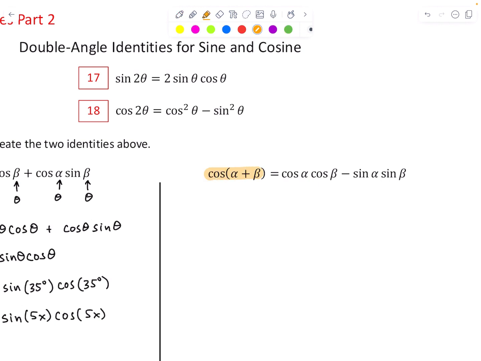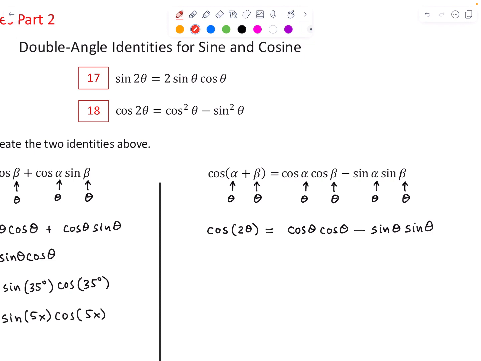The cosine of the sum of two angles, alpha plus beta, is cosine of the first times cosine of the second, and then minus sine of the first angle times sine of the second angle. So again, change all of the alphas and betas to theta. And rewrite theta plus theta as 2 theta, and then of course cosine theta times another cosine theta is cosine squared, and sine theta times sine theta is sine squared of theta, giving us cosine of 2 theta. Parentheses aren't really needed, but they do make things clear that the argument is 2 theta. It is equal to cosine squared of theta minus sine squared of theta, and that gives us identity 18.